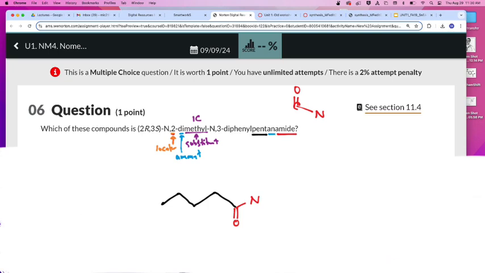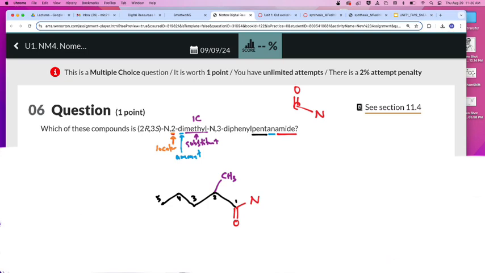This is where it's important to number out. We started the amide, since it's our primary functional group, at position 1. 1, 2, 3, 4, 5. At position 2, I need to drop a methyl group. If I want, I can get specific and call it a CH3. I'm okay with that.